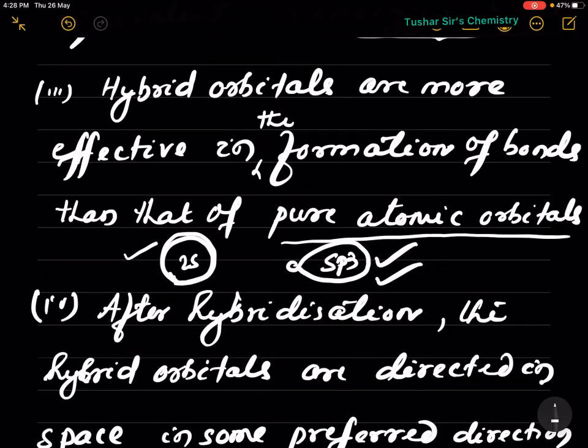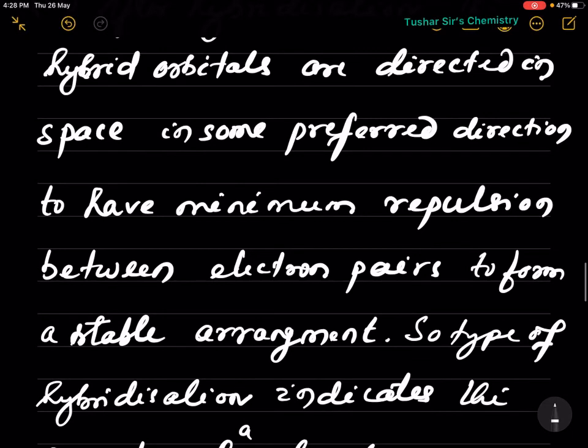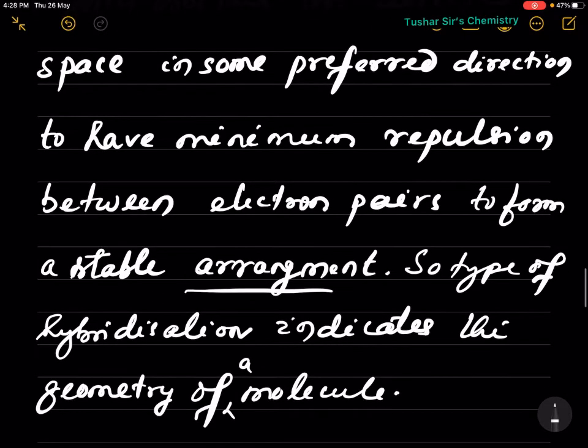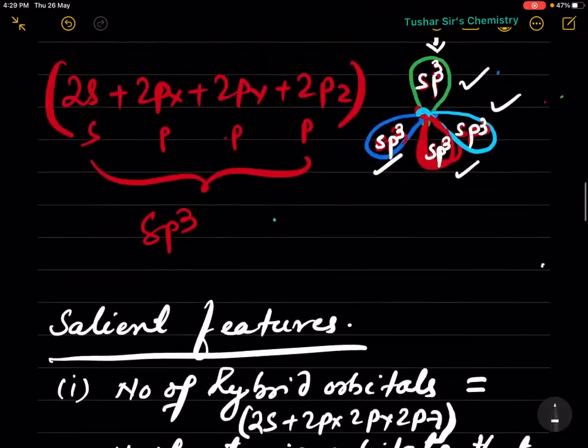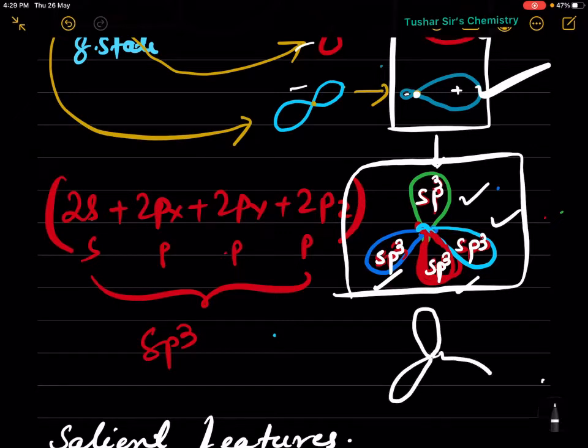After hybridization, the hybrid orbitals are directed in space in some preferred direction to have minimum repulsion between electron pairs, to form a stable arrangement. So the type of hybridization indicates the geometry of a molecule. Here in this diagram, these four sp3 hybrid orbitals are directed in space in four different directions, and the shape is tetrahedral.